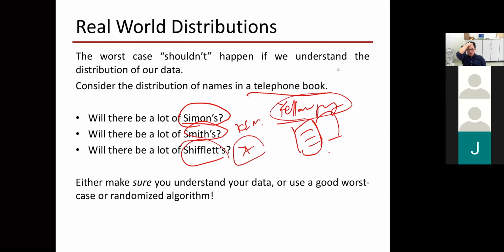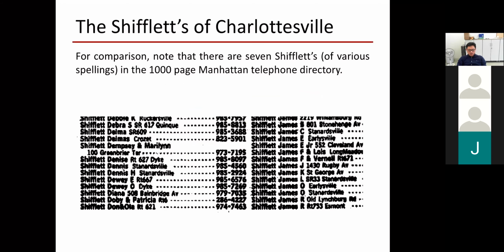Okay. So what we are doing is bucket sort. So to do that, it looks fine, and sorting is fine. I can put the rare ones in and it is well distributed, then I can do that. But what happened in reality? For comparison, there's only one Shiflet in the 1000 page Manhattan Yellow Pages. But in the Charlottesville phone book, there's all the Shiflets in a phone book. What happened to that? So we have to understand the data first, right? The whole Shiflet family lives in Charlottesville. Yeah, something like this happened in reality.